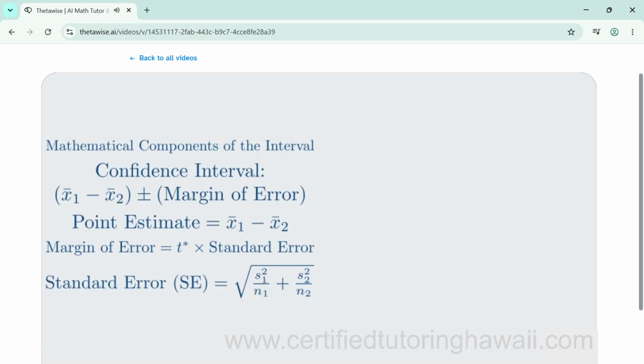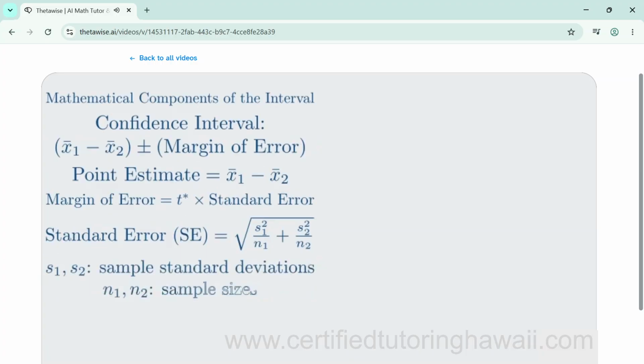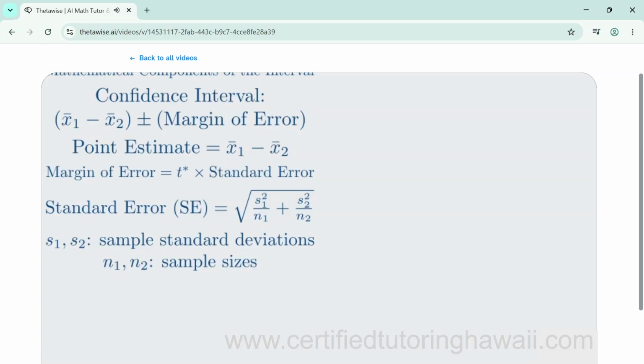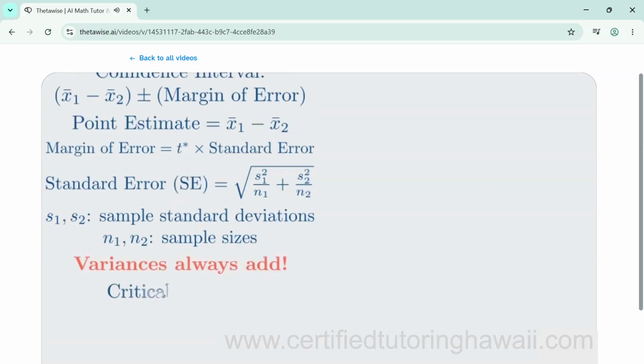This measures the typical distance that the difference in sample means will vary from the difference in population means. In this formula, S1 and S2 are the sample standard deviations, and N1 and N2 are the sample sizes. Notice how we add the variances, the squared standard deviations, even though we are looking for the difference between means. Variances always add. The critical value, t star, depends on your confidence level and the degrees of freedom.